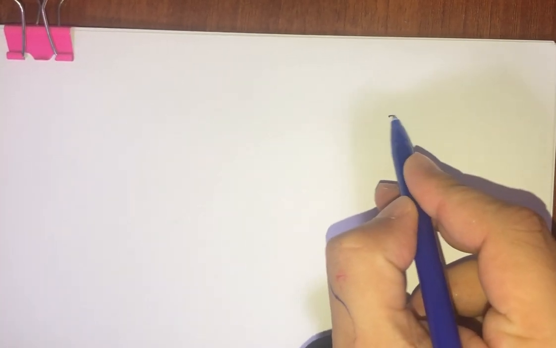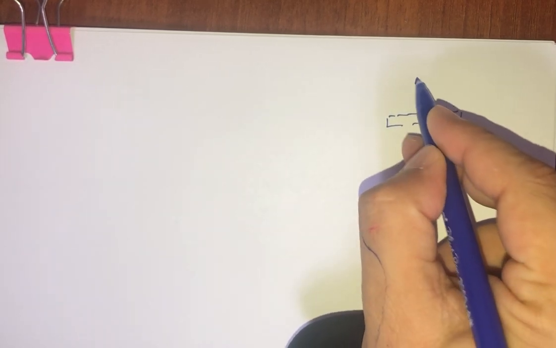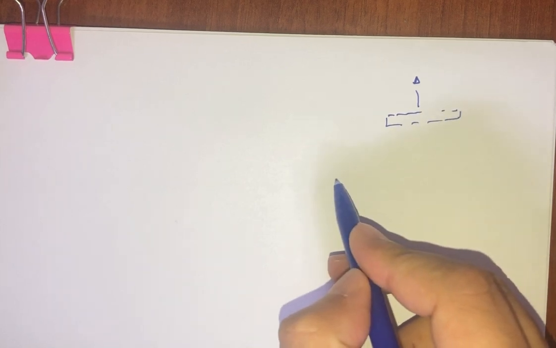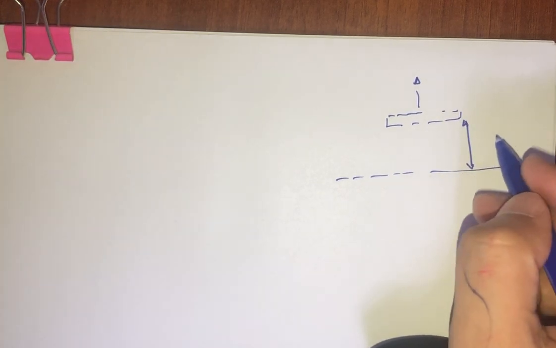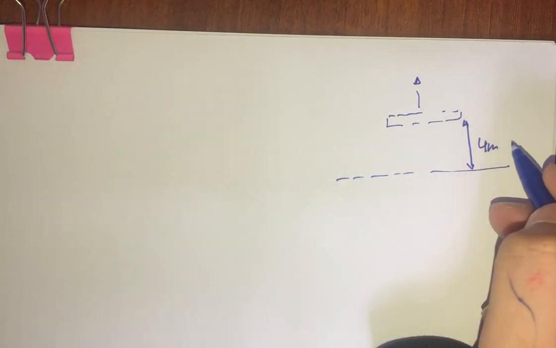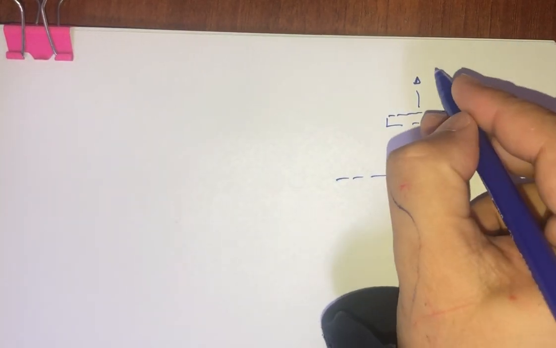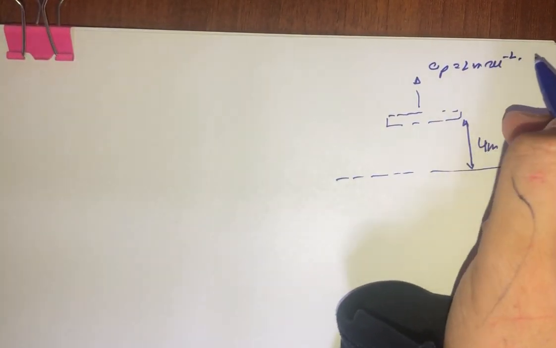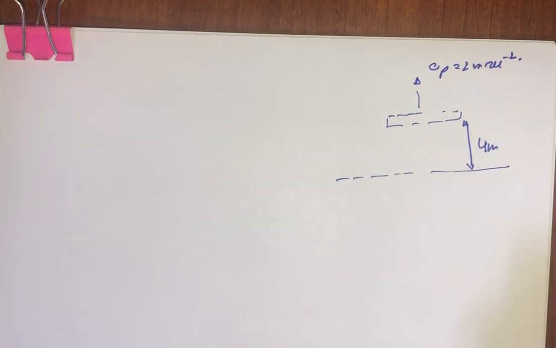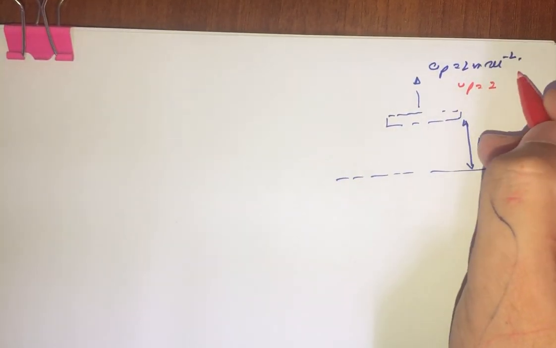It is given that there is a platform. Suppose this is a platform and it is moving in the upward direction, and the height of the platform from the ground is given as 4 meter. It is moving with an acceleration of 2 meter per second square. Its velocity Vp, the velocity of the platform, is also given as 2 meter per second.